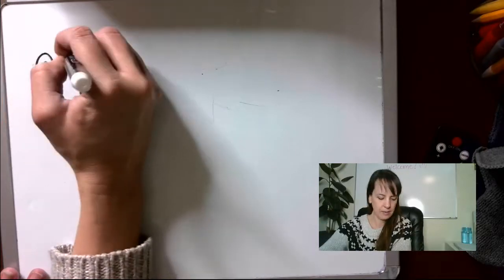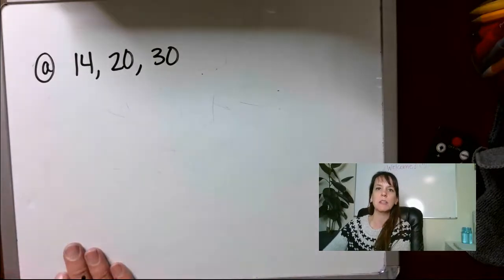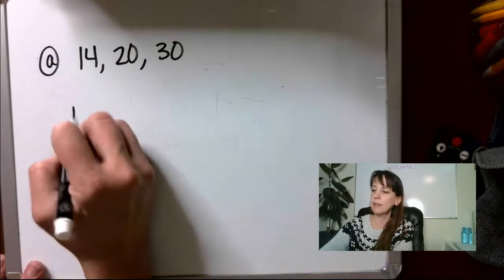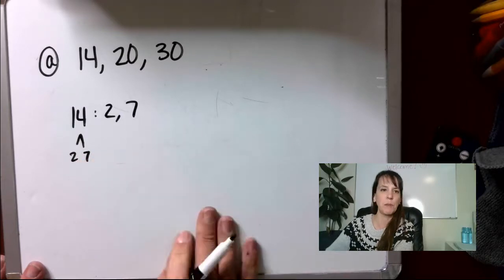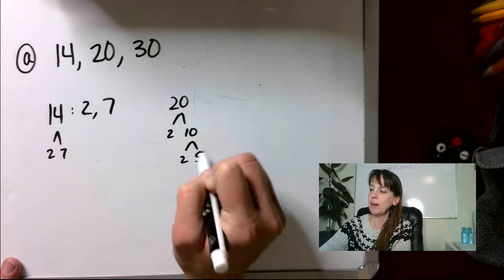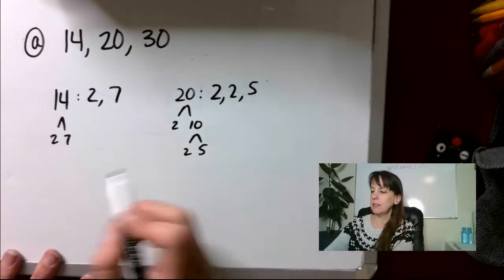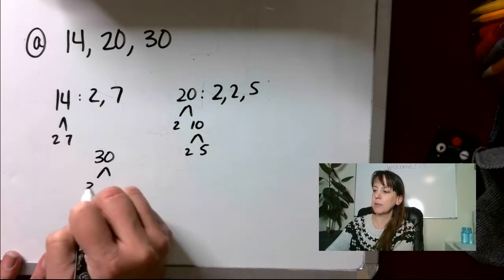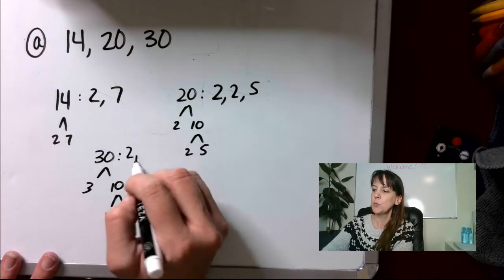Practice A. Find the least common multiple of these items. All right, 14 we know is 2 and 7. That's it, because those are prime numbers. 20 we know is 2 and 10. 10 is 2 and 5, so we know 2, 2, 5. Then we've got 30 down here. 30 is 3 and 10. We know this is 2 and 5, so 30 is 2, 3, 5.